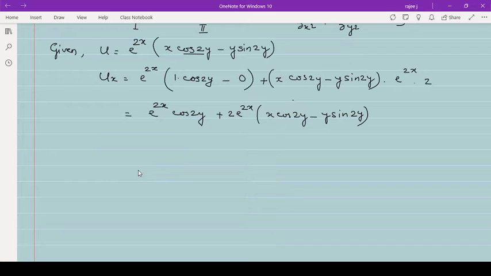Then let's see whether to write or not, later we'll see. Now uy is equal to the derivative of this with respect to y. So again use the u into v formula: first into derivative of second. Derivative of second means when you differentiate with respect to y, x is a constant. So I will write x here, the derivative of cos 2y is minus sin 2y into the derivative of 2y, which is 2. So you will get minus 2x sin 2y for this one.